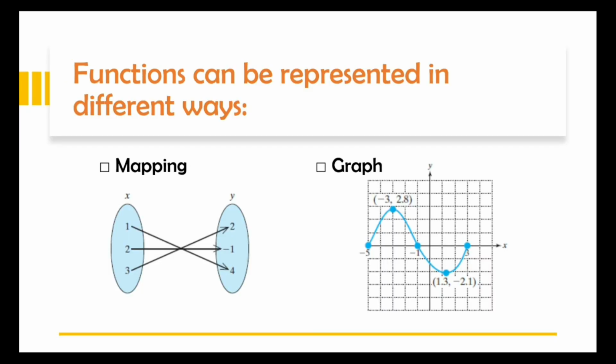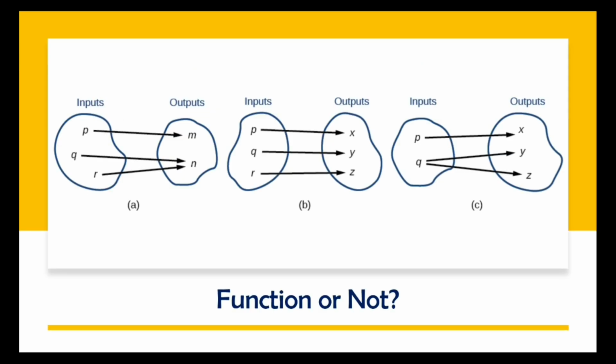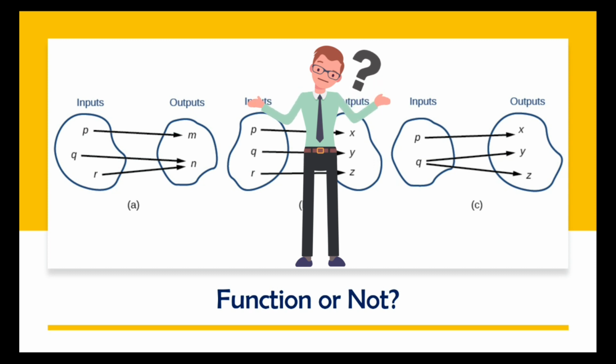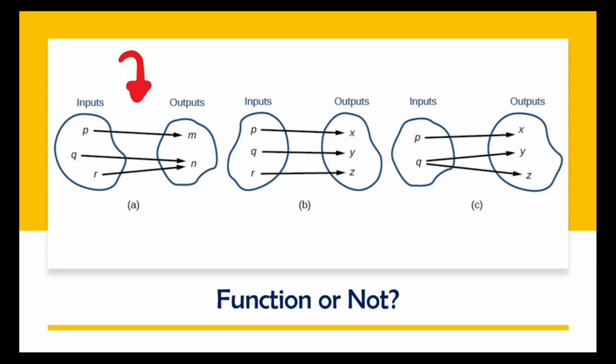Functions can be represented in different ways: mapping, graph, ordered pairs, equations. Let's take a look at the following examples. Is the given mapping a function or not? If we recall, for it to become a function, the first component should only have one correspondence. Let's have letter A. P is paired with M, Q is paired with N, R is paired with N. Since all first components are paired once, this mapping is a function.